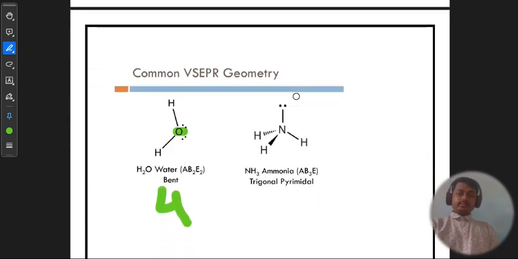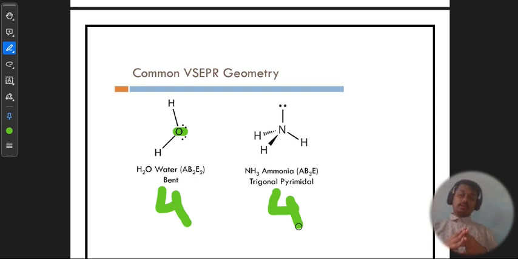Next is ammonia. If we look, the nitrogen has 5 electrons in the outermost shell. 3 electrons form covalent bonds with the side hydrogen atoms, forming 3 bond pairs. The 2 electrons left will form 1 lone pair. So now 3 bond pairs plus 1 lone pair result in steric number 4. Both have steric number 4, but because of the number of lone pairs, they have different structures.